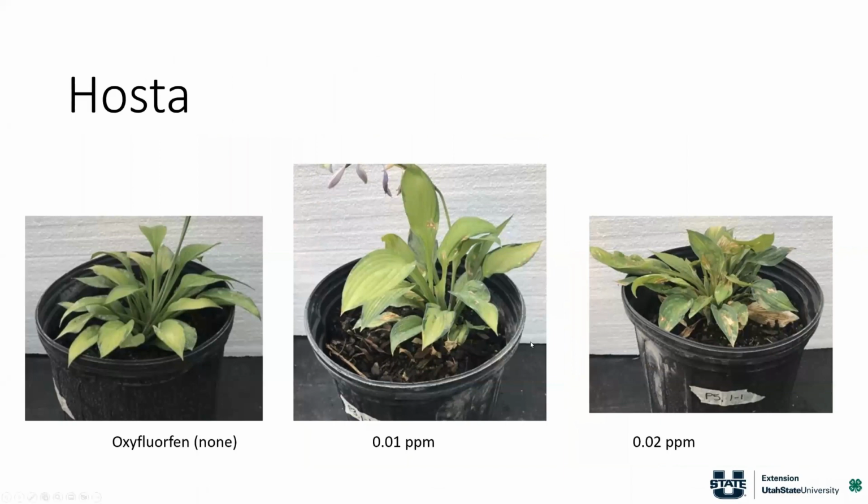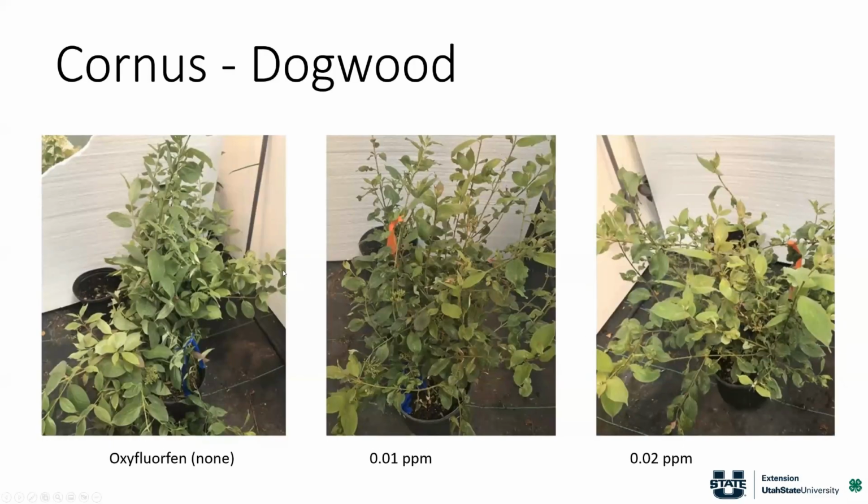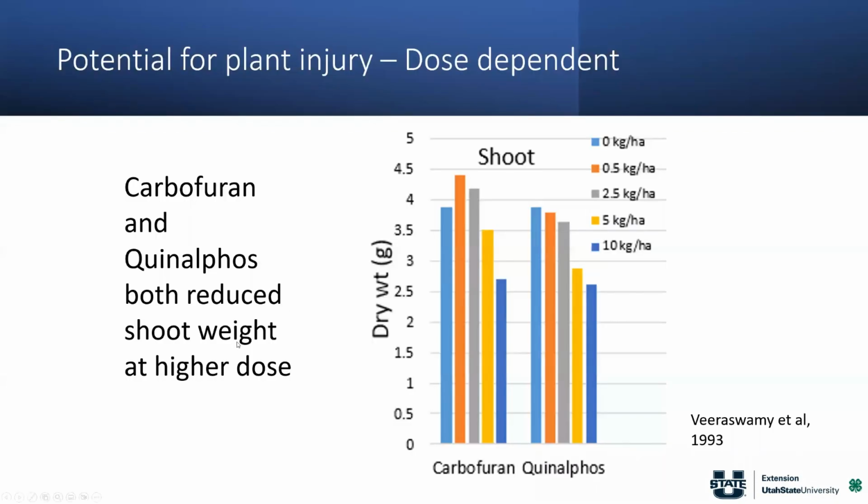Hosta, this is how the plants were looking. At 0.1, a few damages in the leaf, but when we go to 0.02, it's a lot of damage. Let's go to cornus, dogwood. No damage, a little bit of damage, pretty more damage. Now, so it's dose dependent, not only from this study.